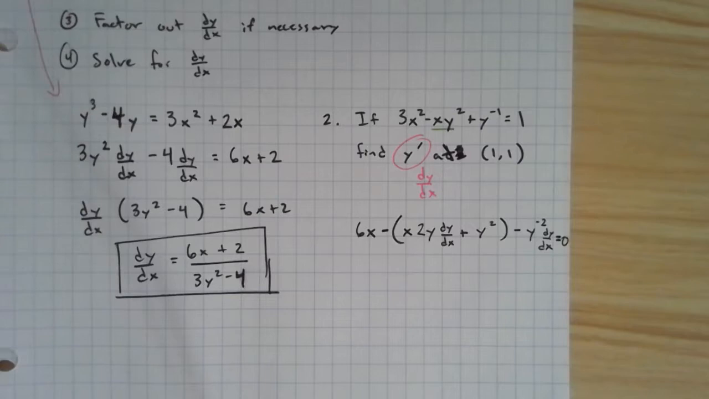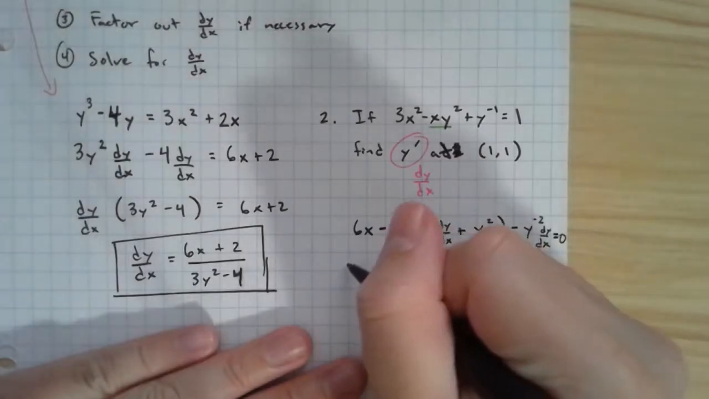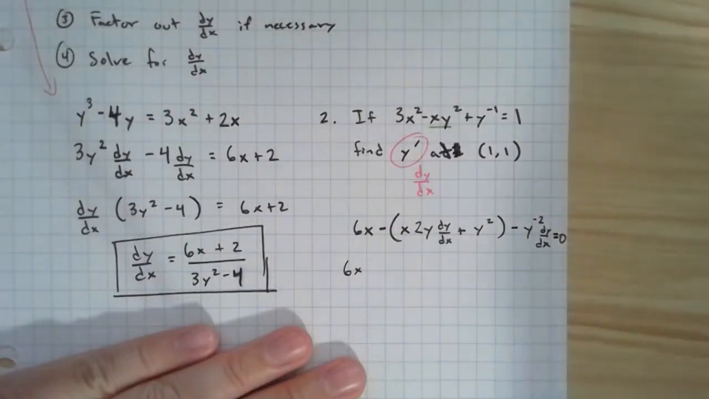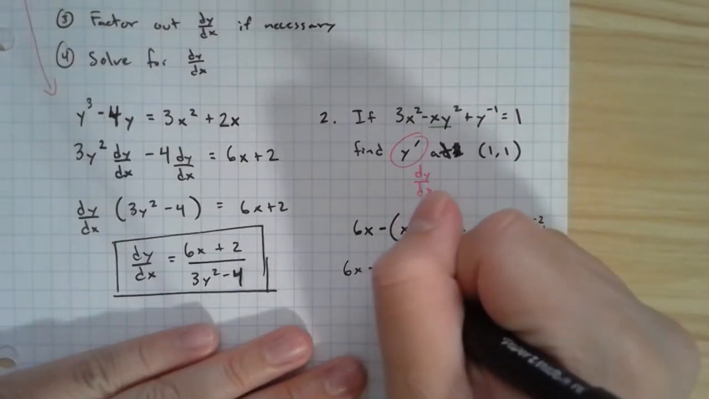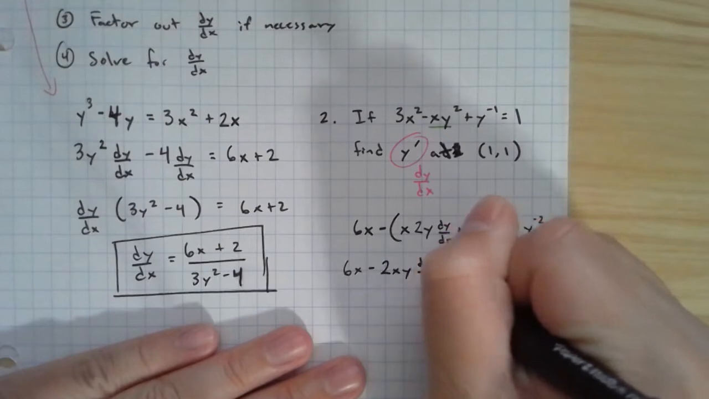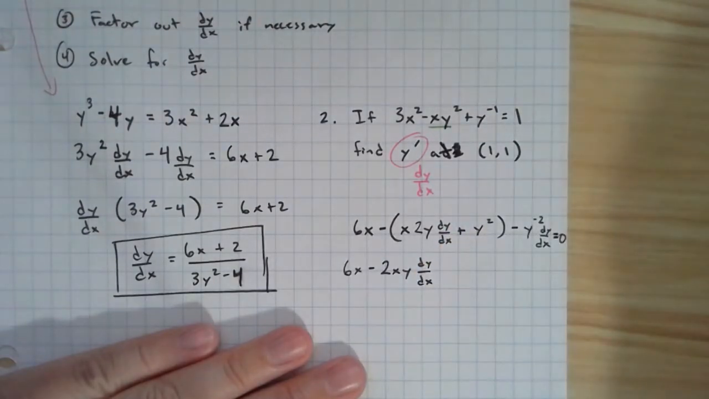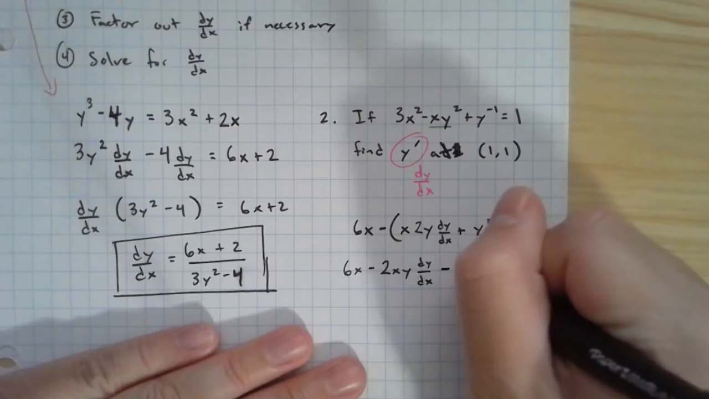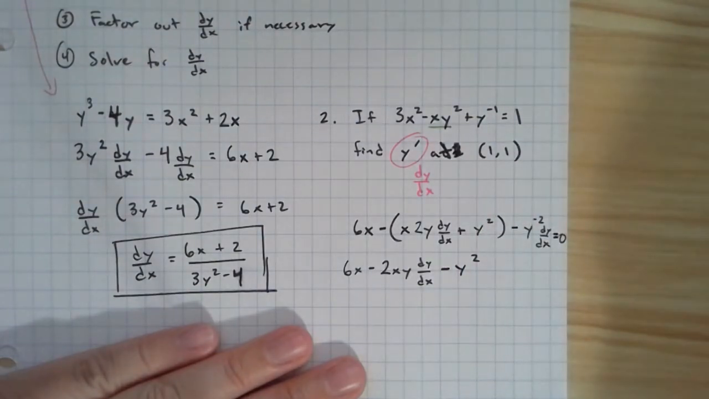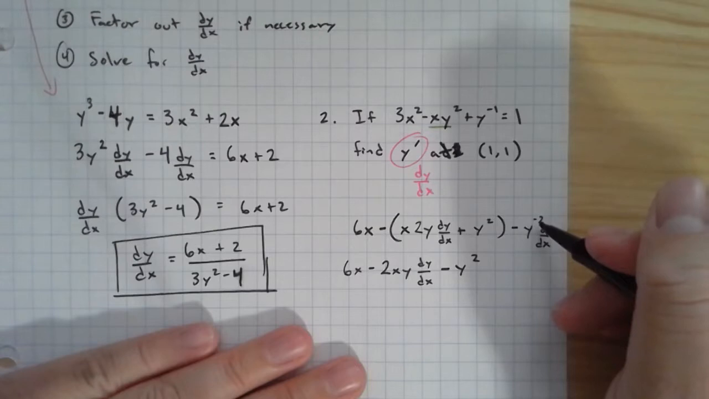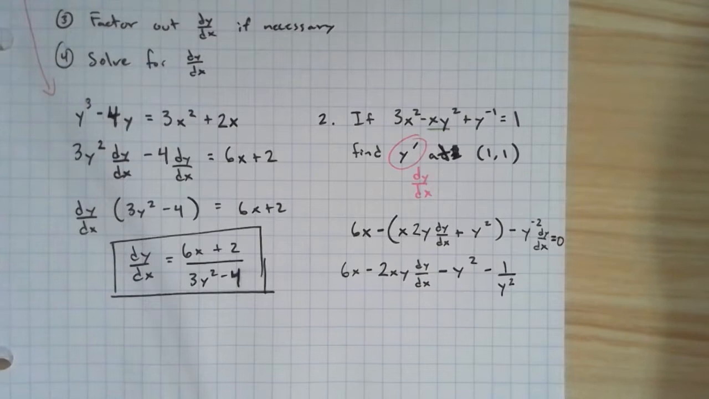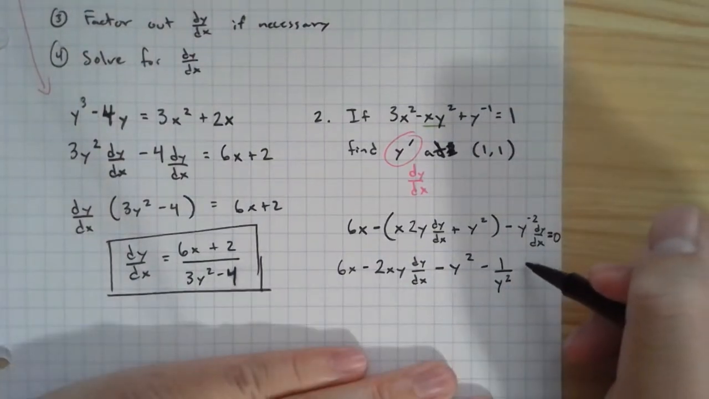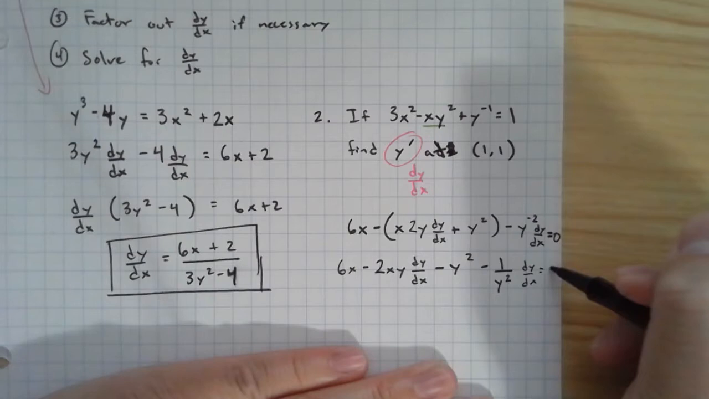Now I'm going to clean all this up a bit. So let me see. I got 6x. Distribute that negative into the parentheses. I'm also going to move that 2 to the front, because that's kind of awkward. So 2xy dy dx. Then the negative goes there too, so negative y squared. And then I got y to the negative 2. I'm going to get rid of the negative exponent by writing it 1 over y squared dy dx, and that's all equal to 0.